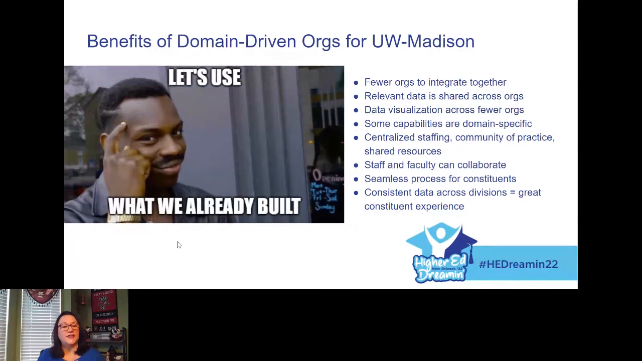Some of the capabilities might be domain specific. We'll have that centralized staffing. So we've got the fewer orgs. We might still need a number of admins for each org, but by having just the fewer orgs, we can really build that community of practice a bit better. We've got the ability now for staff and faculty to collaborate because they're going to be in the same org, can send tasks back and forth, can talk and chatter. And this should be a seamless process for our constituents, which also means a great constituent experience because we've now got consistent data for them.